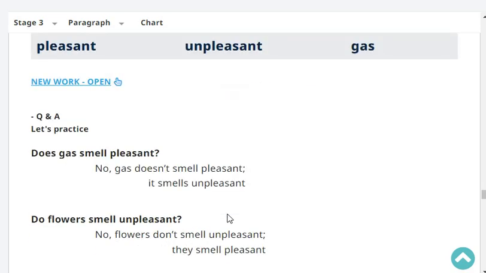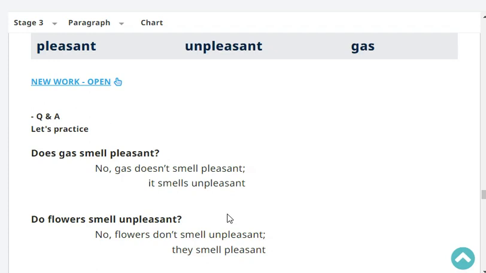Does gas smell pleasant? No, gas doesn't smell pleasant. It smells unpleasant. Do flowers smell unpleasant? No.